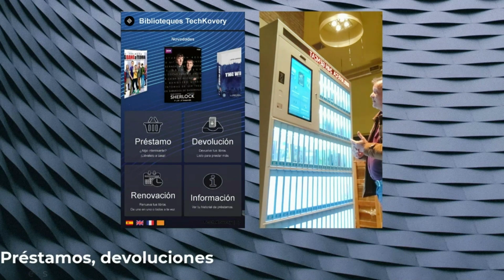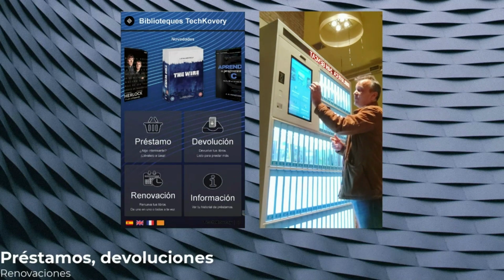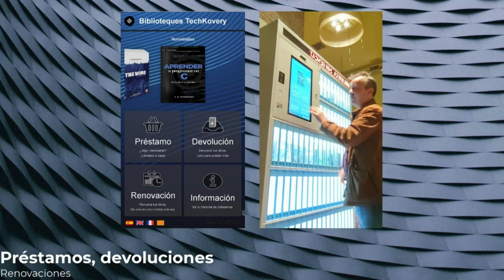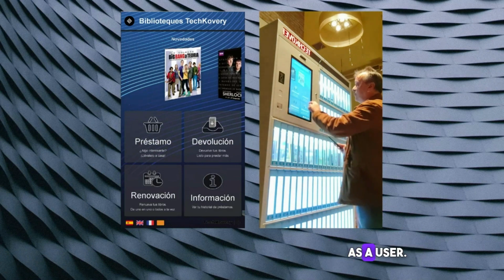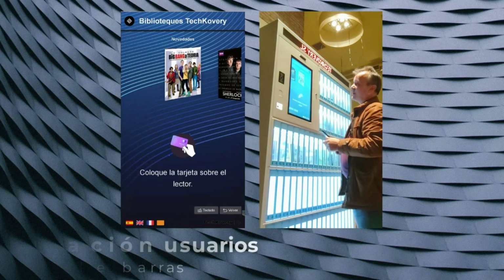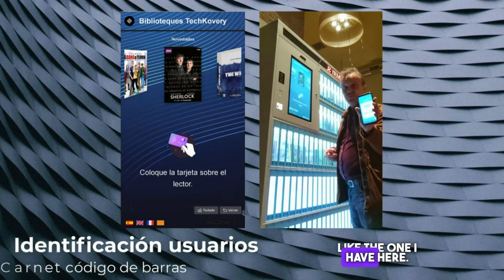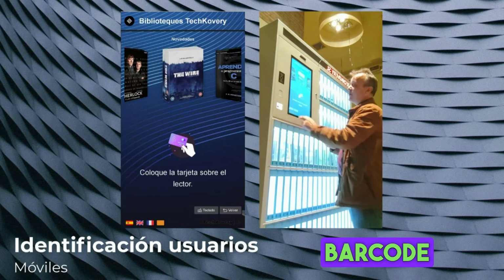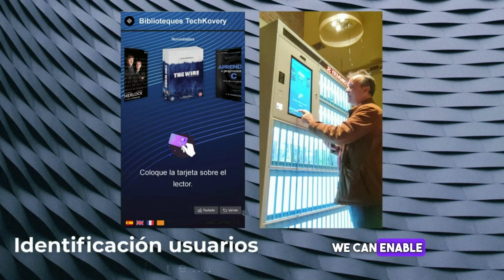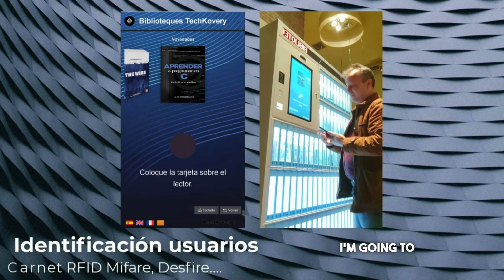Here's how it works. Users can borrow, return, renew, or request information. In this instance, I'm going to identify myself as a user. When identifying myself, I can choose a barcode, like the one I have here. I'll identify myself now. Or if I don't have a barcode reader, we can enable or disable the keyboard button. For this demonstration, I'm going to use the screen button.